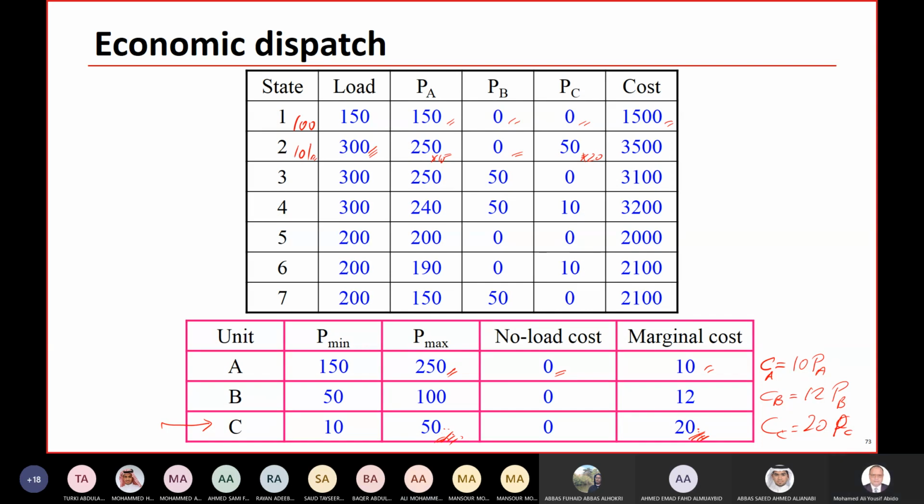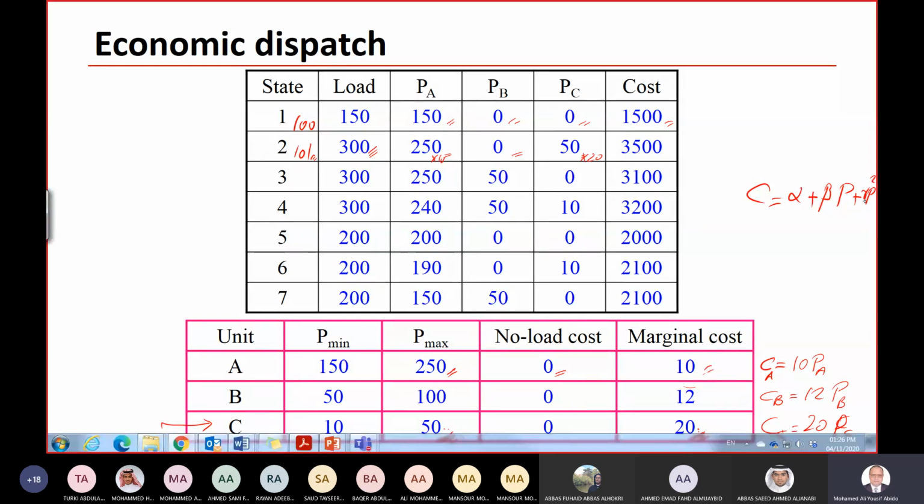Yes, please. Is the marginal cost the same as the beta? Beta in the equation? Yes, you are right. Your cost is alpha plus beta B plus gamma B square. When you have a fixed marginal cost, it doesn't depend on power.